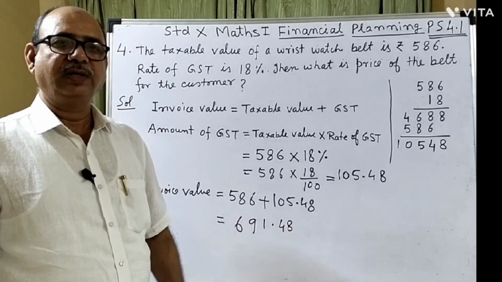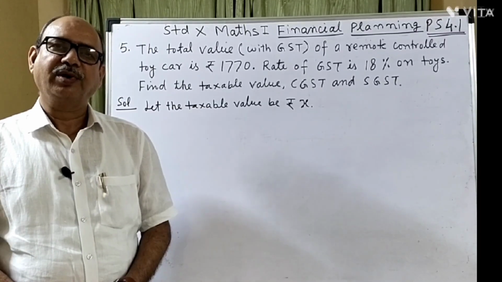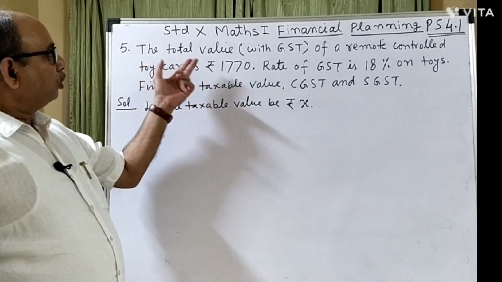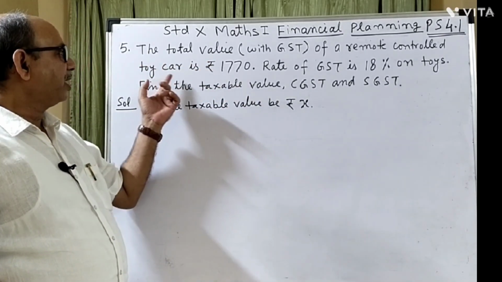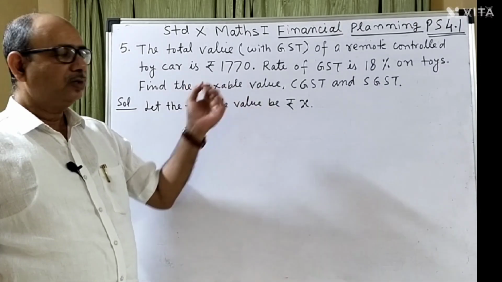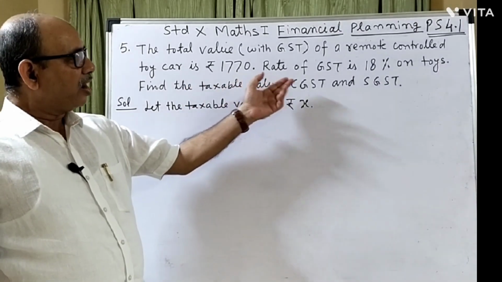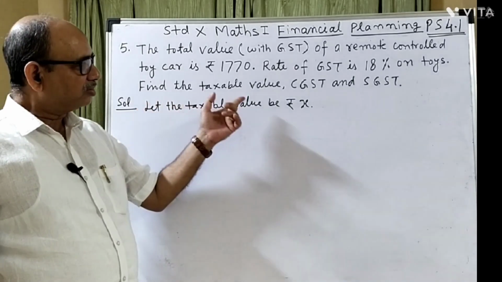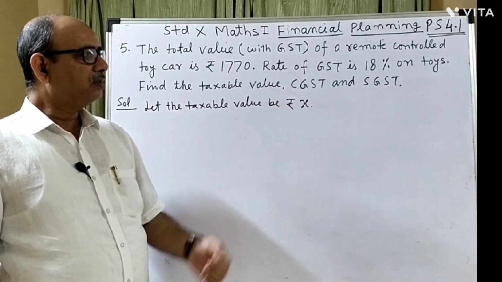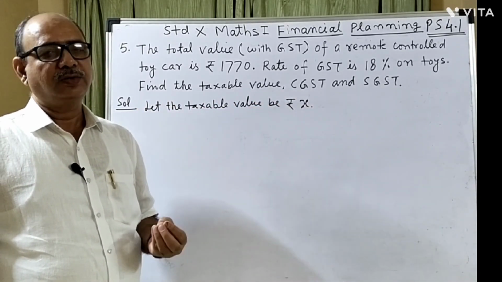Question number 5. The total value with GST of a remote controlled toy car is rupees 1770. Rate of GST is 18% on toys. Find the taxable value, CGST and SGST for this toy car.